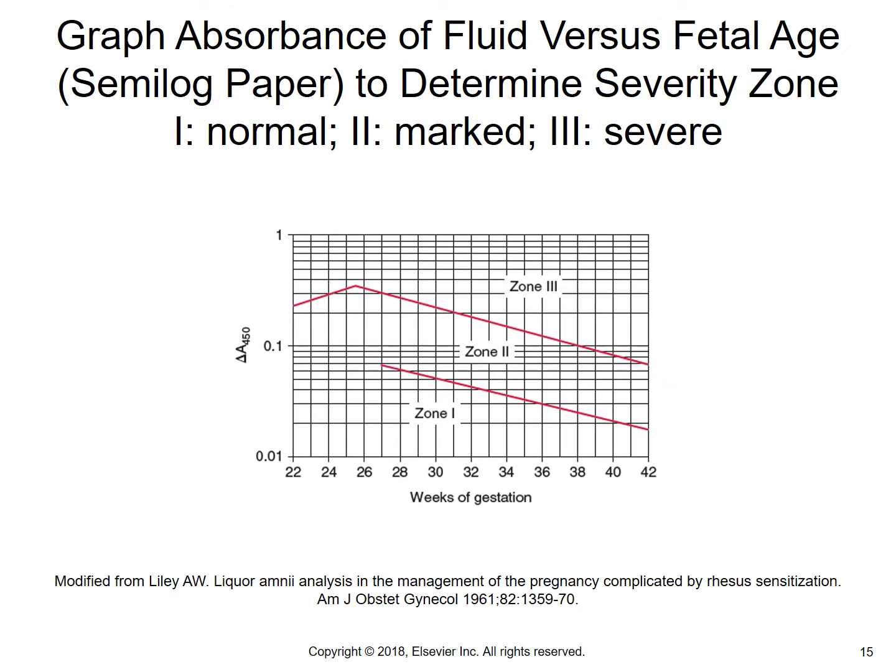So here's an example of a graph that is normally used, which determines the fetal age to the severity of the hemolysis based on zones. Zone 1 is a zone of normal fetal development, zone 2 distinguishes a marked type of hemolytic disease of the newborn, and zone 3 determines a severe hemolytic disease of the newborn.